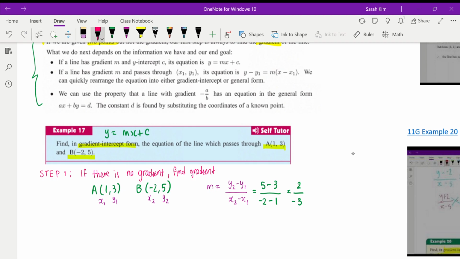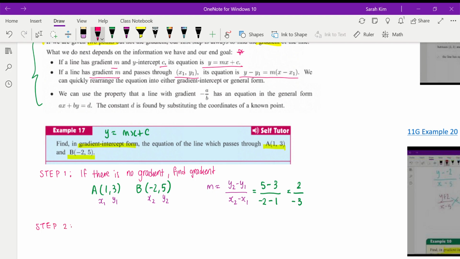Now, second step, let's have a look. What we do next depends on the information we have. I'm reading this little sentence, and our end goal. If a line has gradient m and y-intercept c, the equation is pretty simple. We don't have the y-intercept, so we can't do that one. However, if a line has a gradient m, which we found, and passes through a point, its equation is given here. We can quickly rearrange to find the gradient-intercept or general form. I'm going to show you my way. So let's do step 2.